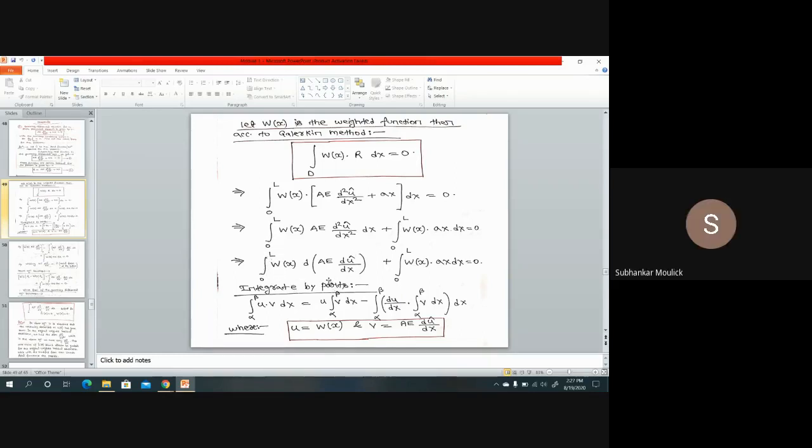Yes, sir. Fine. This I can write with the help of mathematics. I know I can write plus integral 0 to L w of x into ax dx equal to 0. Is the fourth step clear? Any doubt in the fourth step? No doubt, sir. Okay. Do the others have any doubt in the fourth step?